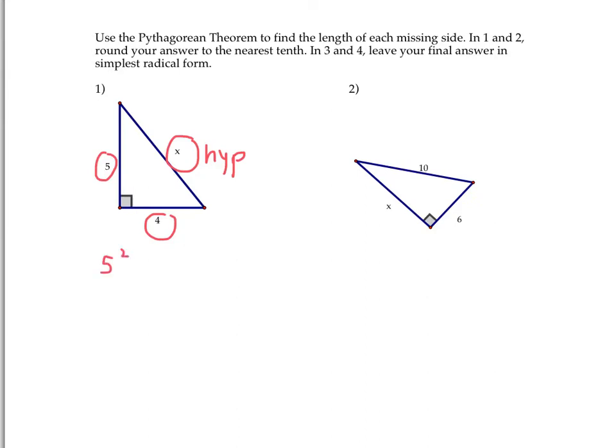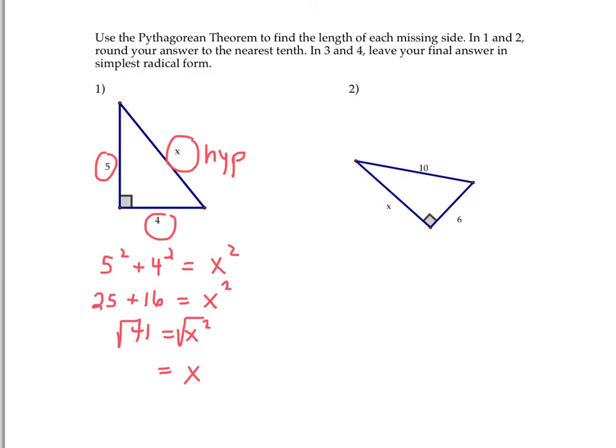You can do 5 squared plus 4 squared and set it equal to the hypotenuse squared. 5 squared is 25, 4 squared is 16. Keep it equal to x squared. Add the 25 and the 16 to get 41. And then to solve for x, we take the square root. When I take the square root of x squared on the right-hand side, that just leaves me with x.